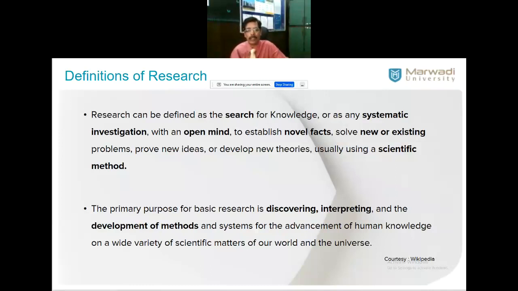So let us read the definition in full. Basically, the first paragraph: research can be defined as a search for knowledge, or as any systematic investigation with an open mind, either to establish novel facts or to solve new or existing problems. Either you go for new ideas or develop new theories, usually using the scientific method.